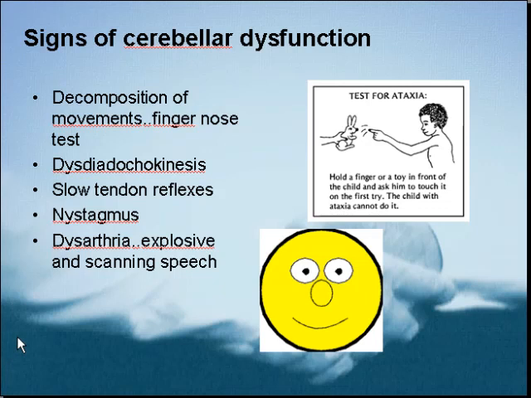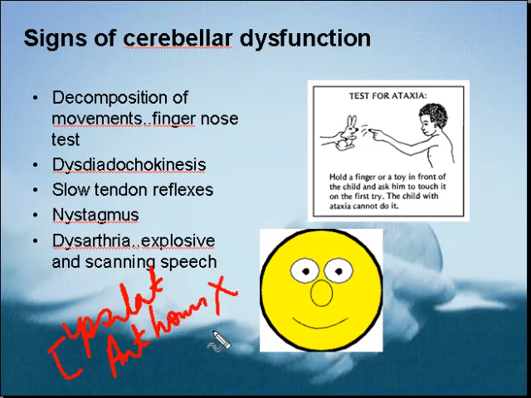Also know that the cerebellar control is ipsilateral. Know that the cerebellum does not have any direct contact with the anterior horn cells. Remember, it influences them indirectly. So if anything special like that is mentioned, you must know that.